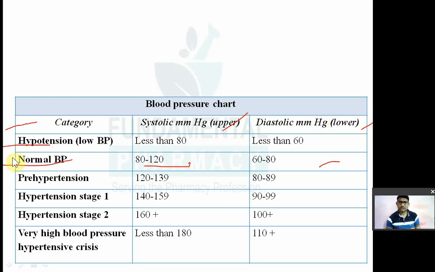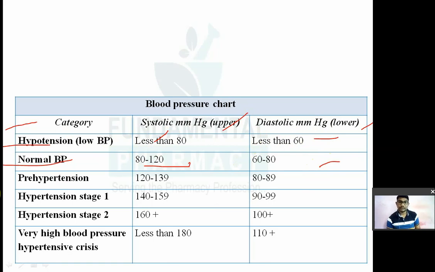So if systolic blood pressure is less than 80 mm of Hg, mercury millimeter, and diastolic blood pressure is less than 60 mm of Hg, that is known as hypotension. Okay, less blood pressure. Normal blood pressure is around 120 by 80, systolic 120 and diastolic 80 mm of Hg.